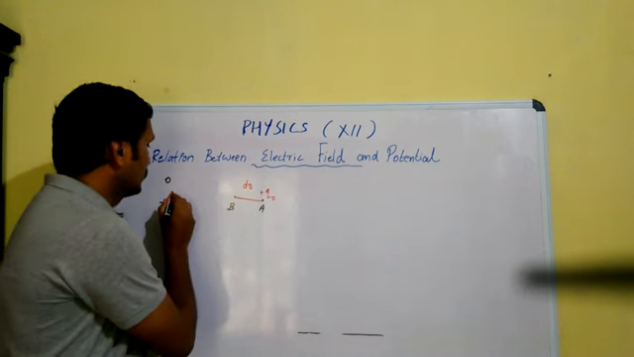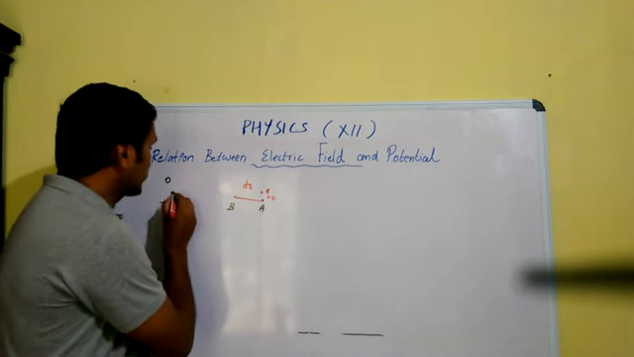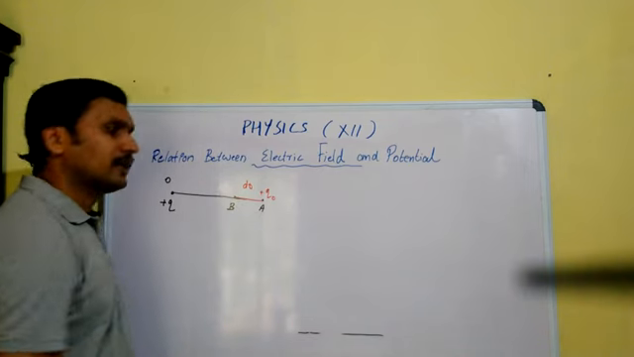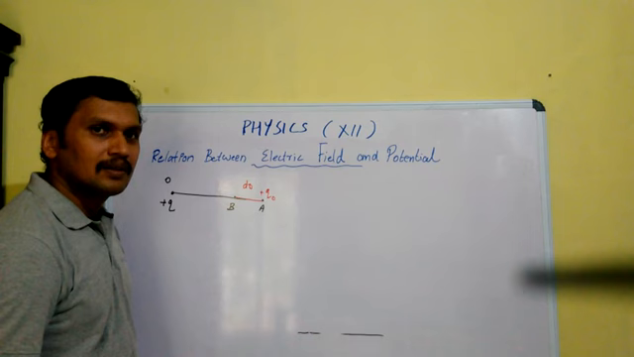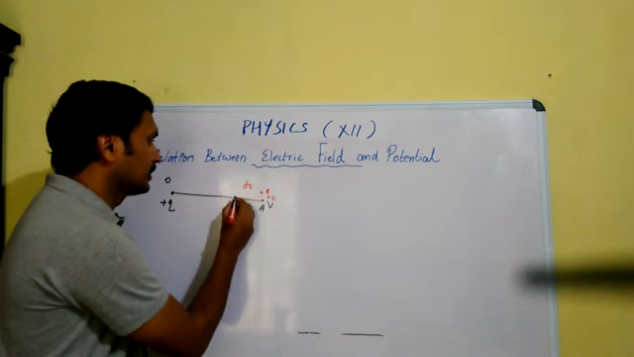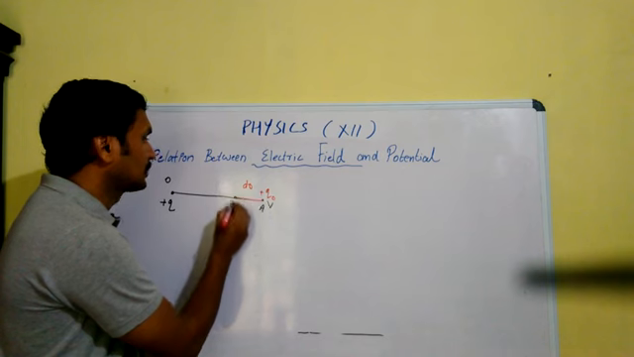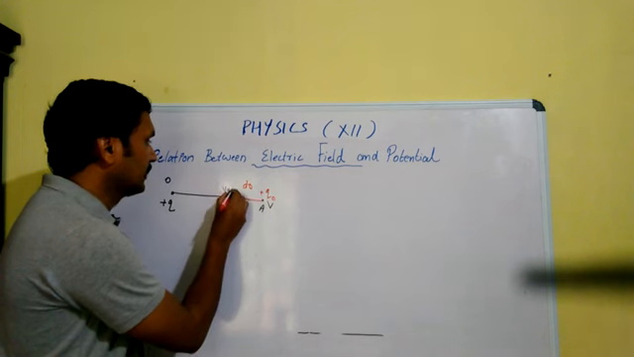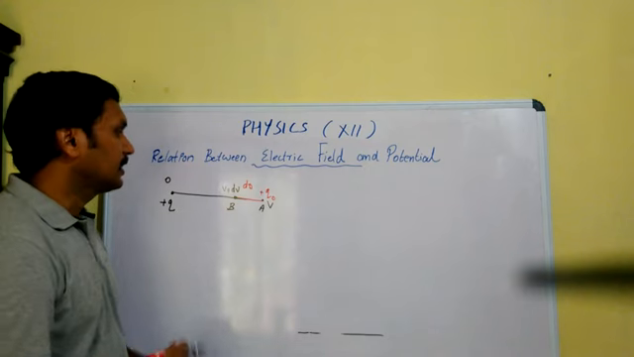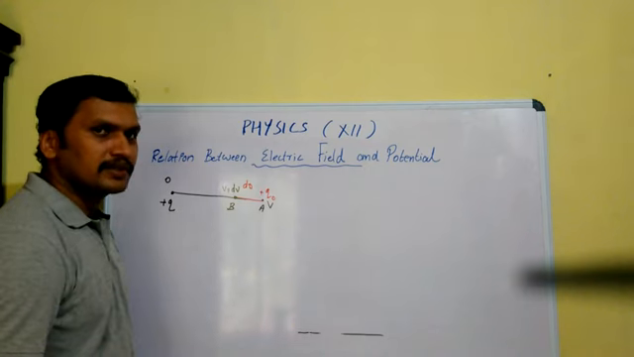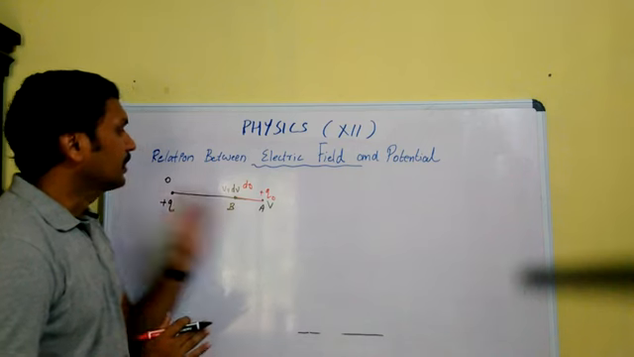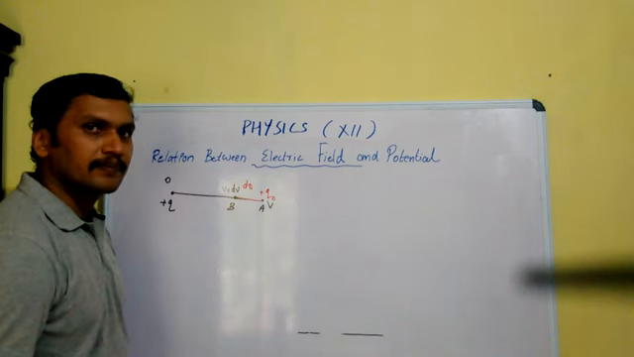If you compare the potential at B and A, the potential at B is somewhat greater than the potential at A. If the potential at A is V, then the potential at B should be somewhat greater, that is V plus dV. So the potential difference between A and B is dV, a very small potential difference.